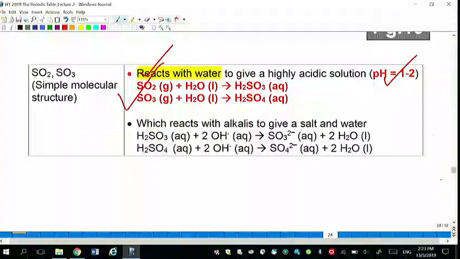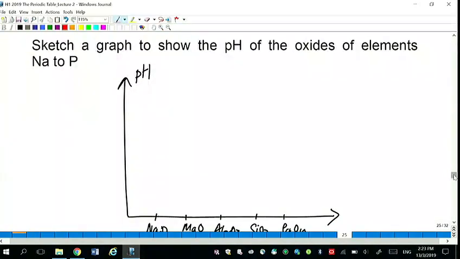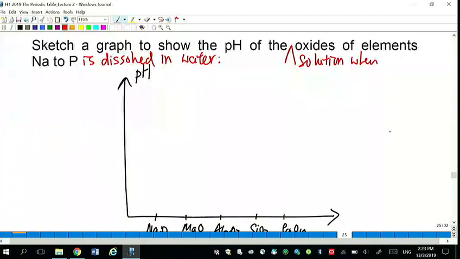So very quickly, I want you to sketch a graph to show the pH of the solution when oxides of the elements, sodium to phosphorus, are dissolved in water. Can you do a quick sketch? Sketch a graph to show the pH of the solution when oxides of elements, sodium to phosphorus, are dissolved in water.